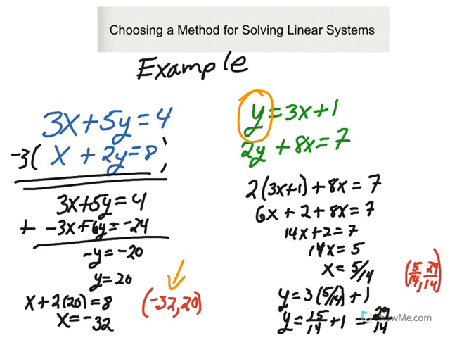On the system on the right, I decided to use substitution because it was already solved for the y. So I substituted the y in and got 2 times the quantity 3x plus 1 plus 8x equals 7. Did my algebra, and I got x equals 5/14. I substituted back into the original equation, and I got y equals 29/14. So that intersection point was 5/14 and 29/14.